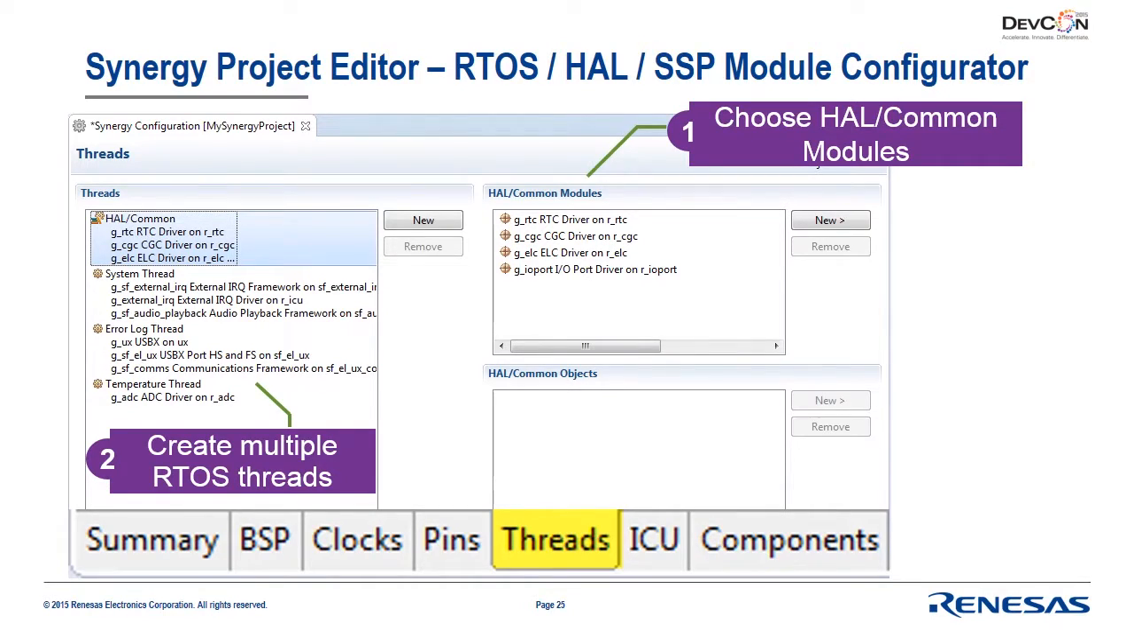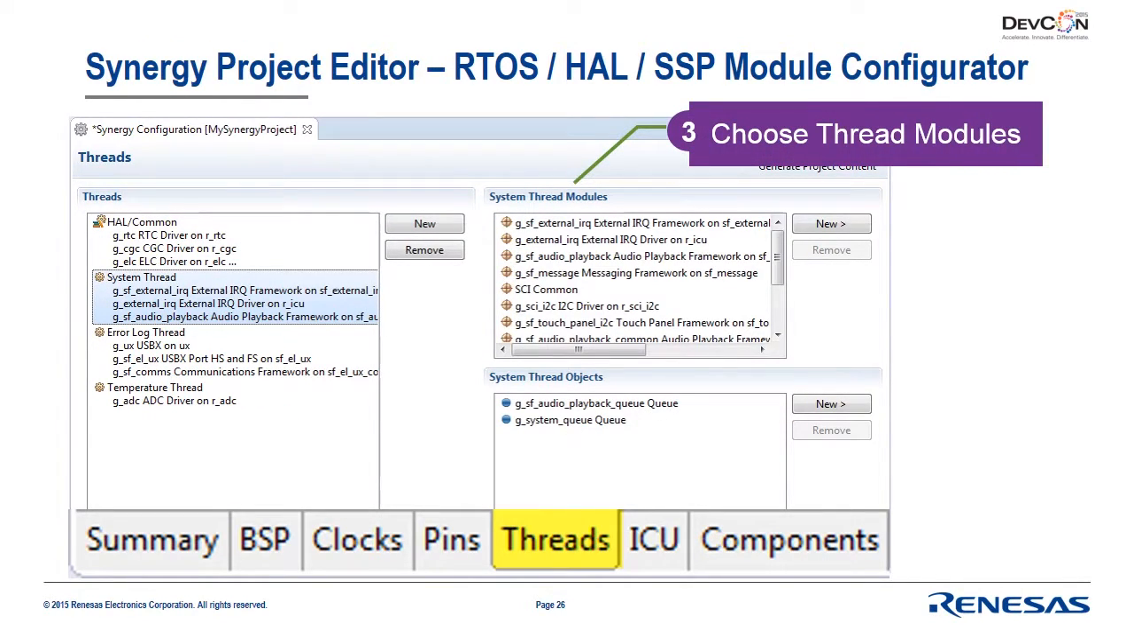And essentially to these threads, you then also add modules that go into that thread, SSP modules. So for example, if you highlight that system thread, then you can add, see this changes to system thread modules, and from the pull down list here, if I say new, then I can add from the Synergy Software Package, from the SSP, whatever modules, framework or driver modules I need in that thread. I can add it to the thread.